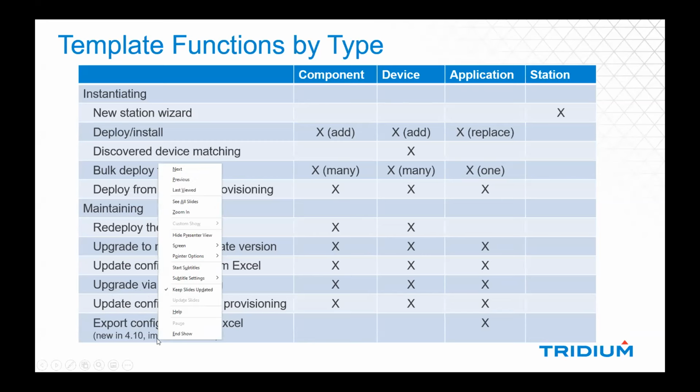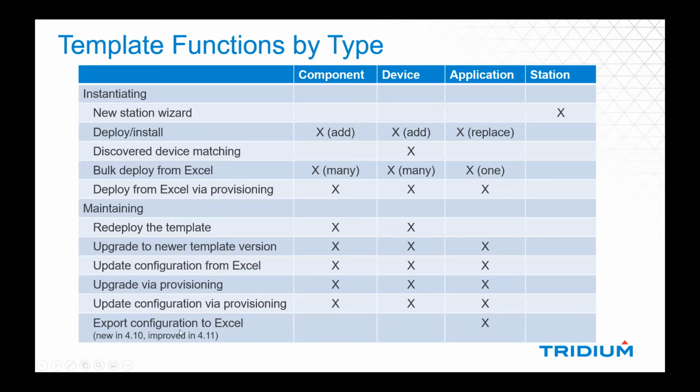And then new in 4.10 and 4.11 is the ability to export the configuration of an installed application template. So you can create an as-built representation in the spreadsheet that can then be used for future deployments or updates of that configuration.